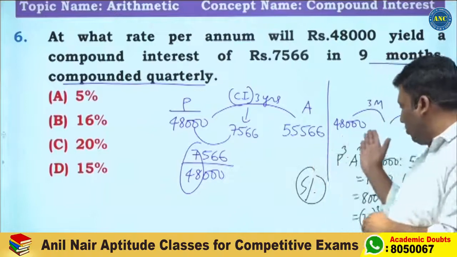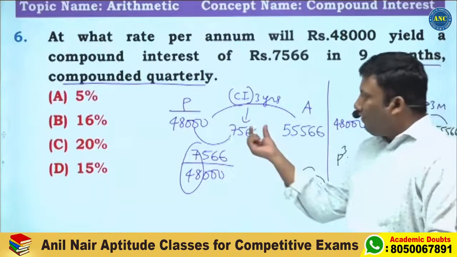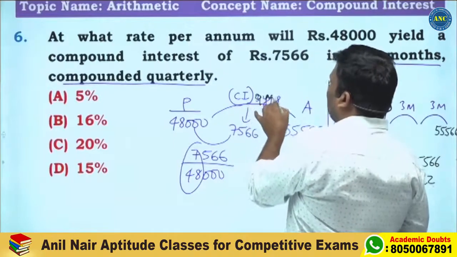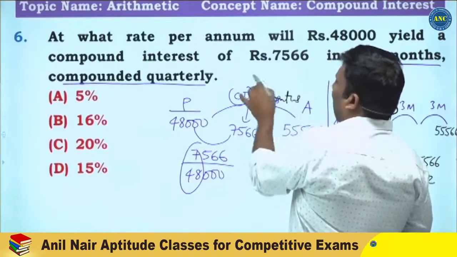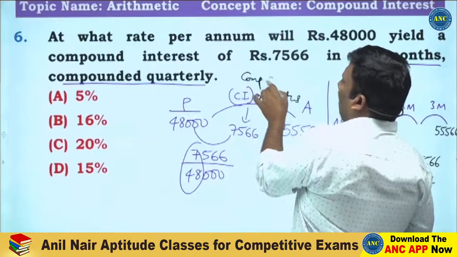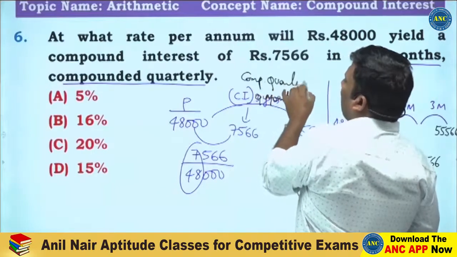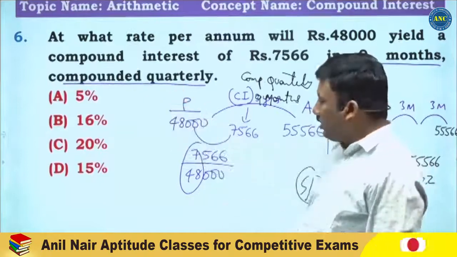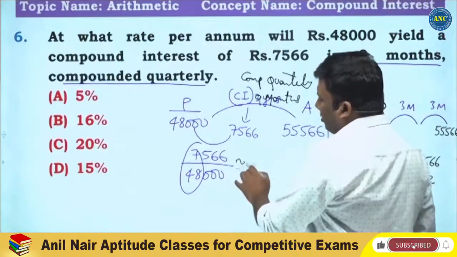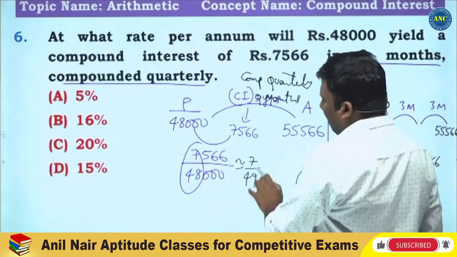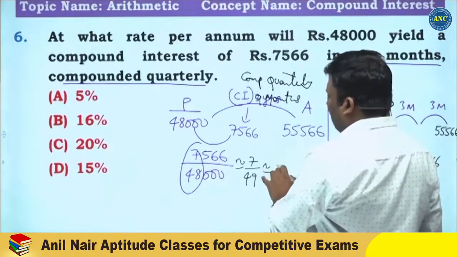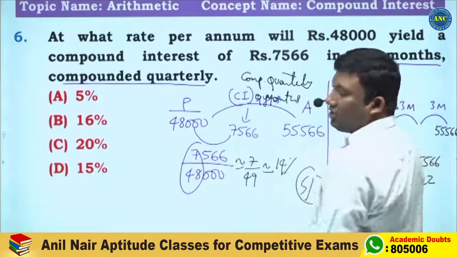Ideally, you should not use this cube and everything. It is for 9 months, not for 3 years, compounded quarterly. Quarterly, it is 3 months, 3 months, 3 months. That means it is closer to 7 by 49. The answer will be closer to 1 by 7, and 1 by 7 is 14%.